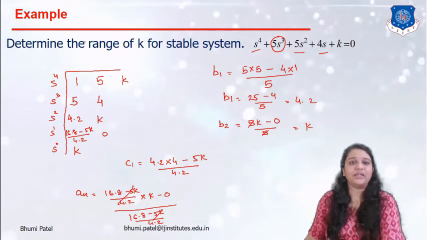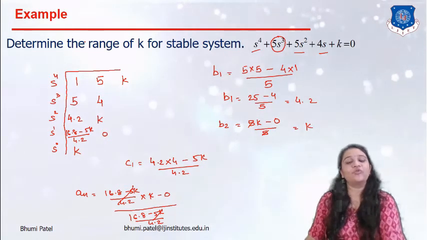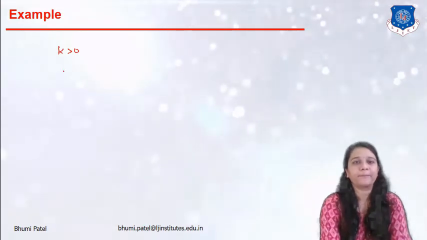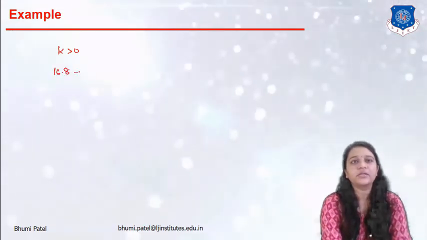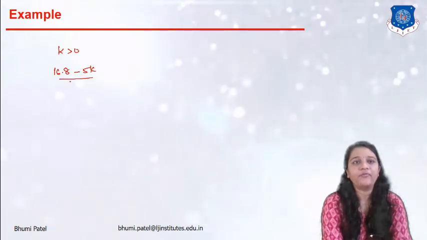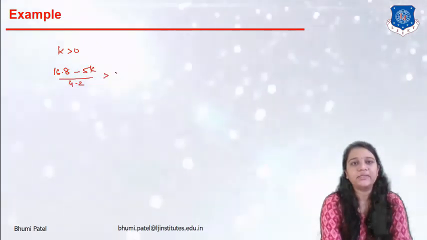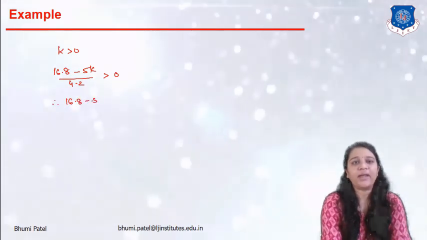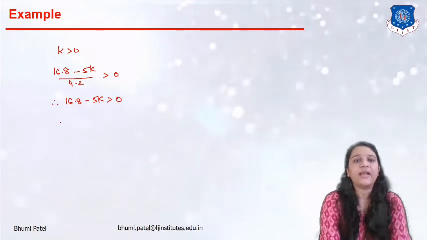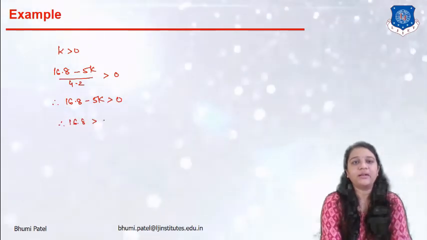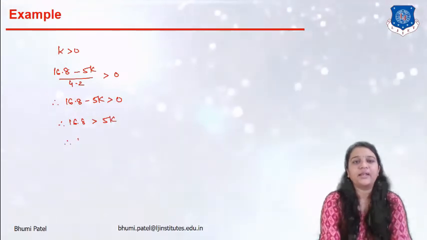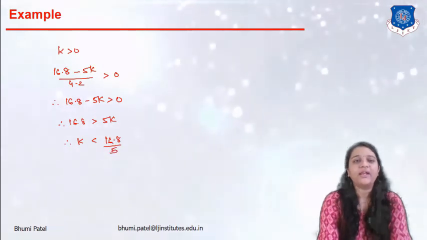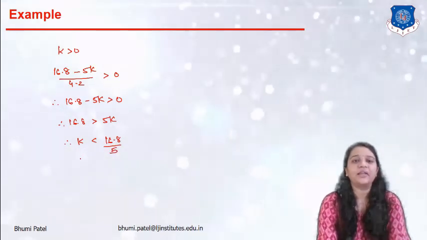The next condition: here you can see that in the s raised to 1 row, the value is 16.8 minus 5k divided by 4.2, greater than 0. So we can simplify this equation. We get 16.8 minus 5k greater than 0. That's why 16.8 greater than 5k. So we get k less than 16.8 divided by 5, and simplifying this equation, we can get the value of k.